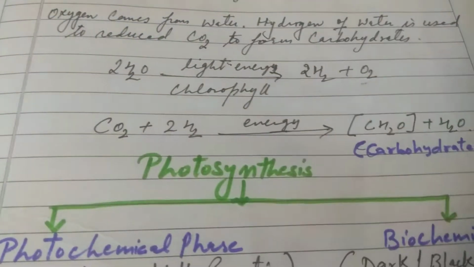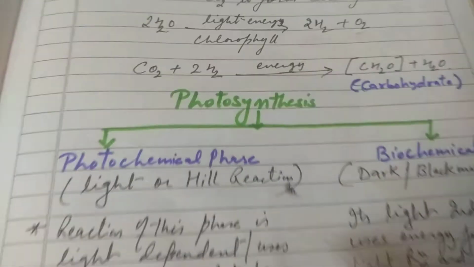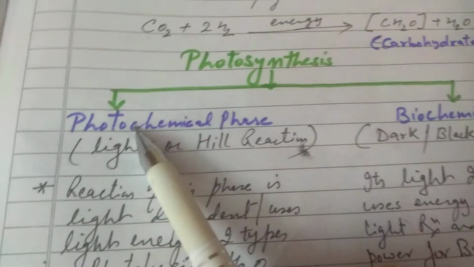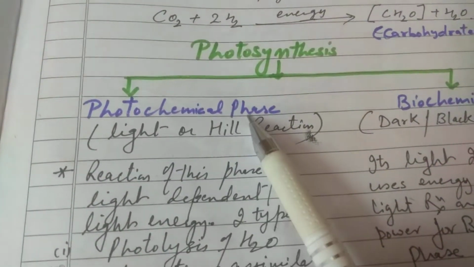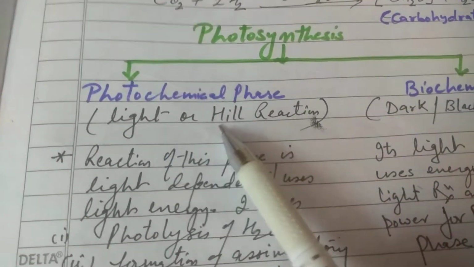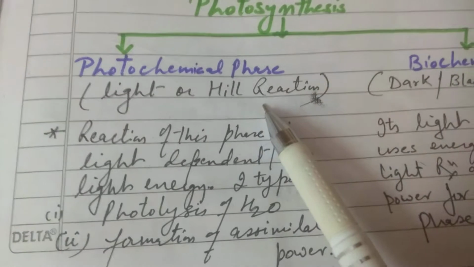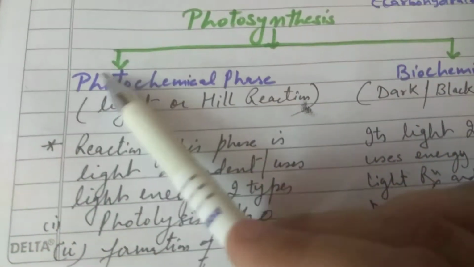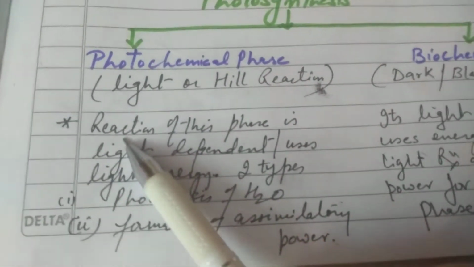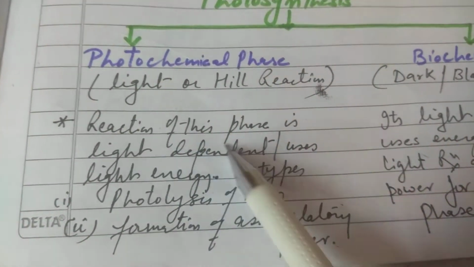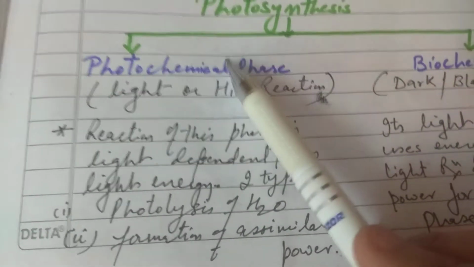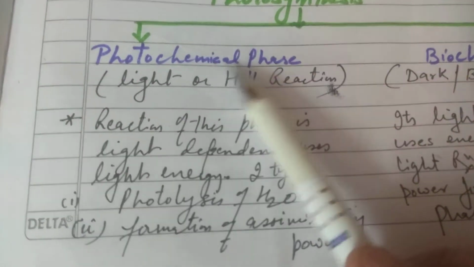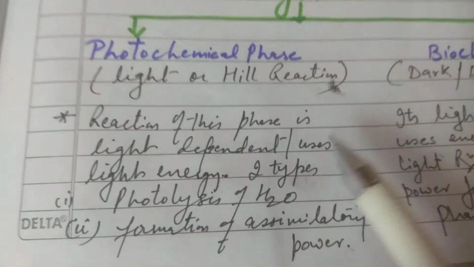Okay. This photosynthesis completes in two phases. First, the photochemical phase and second, the biochemical phase. This photochemical phase is also called the light reaction and Hill's reaction. And as I told you, photo means light. The reaction of this phase is light dependent. It depends upon the light. That is what is called the light reaction.